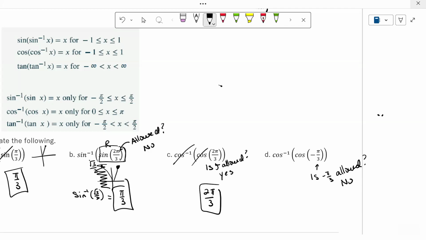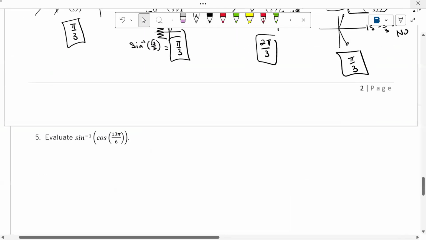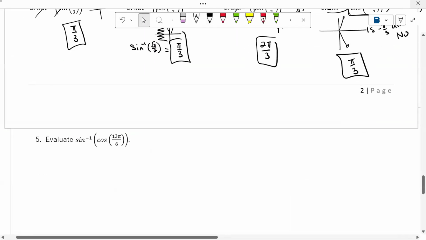We have to think about it. When I'm at negative pi over 3, I will get a positive cosine value. The inverse comes along and it sees a positive ratio, and it thinks I need to return an angle in quadrant 1. Now let's go to the next example, where we mix the two together.